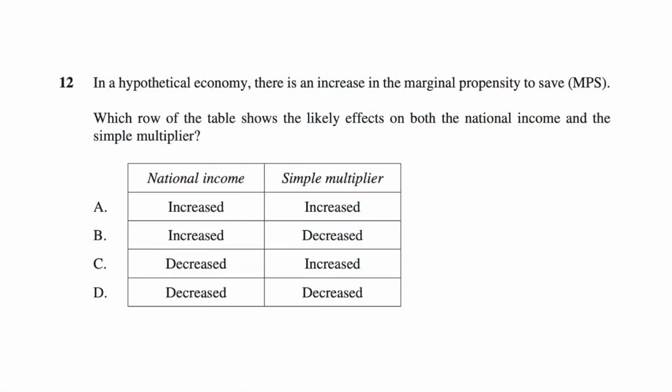Now, the next one was an interesting one. Terry, what's the question and why is it interesting? So, in a hypothetical economy, there is an increase in the marginal propensity to save, or the MPS. And so then they give you a table and they want you to show what the effects on national income and the simple multiplier are going to be.